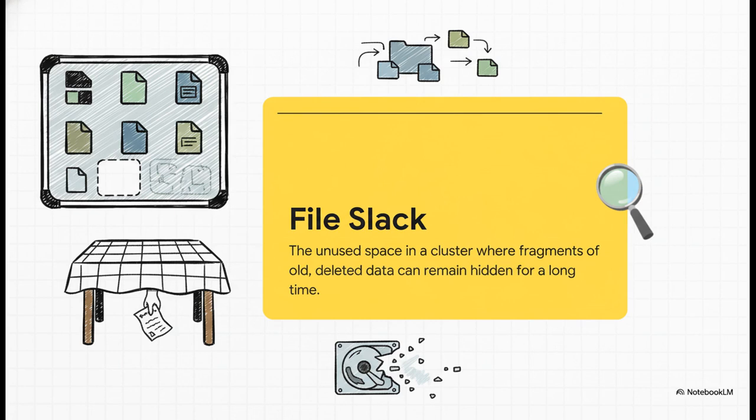So remember those clusters, the little boxes where files are stored? Well, what if your file is really small and doesn't fill up the whole box? That leftover space is called file slack, and what's hiding in there? You guessed it, fragments of whatever old, deleted file used to be in that spot. It's like finding a crumpled up note from the last person who sat at your table in a restaurant.